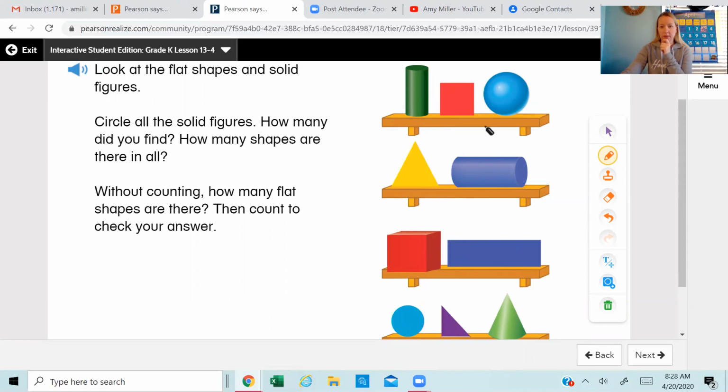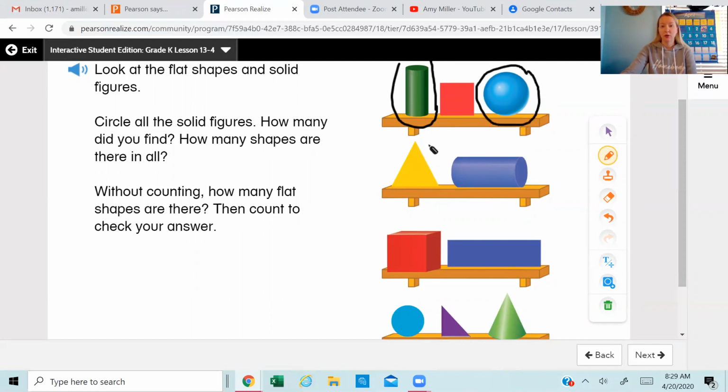All right, let's go ahead and get started. Right up here, we have a cylinder. Is a cylinder solid? It sure is. We're going to circle it. What about a square? This is not a cube because you can't see any other parts. This is a square. Nope, square is flat. Ooh, here is a sphere. Is a sphere solid? Sure is. Go ahead and circle it.